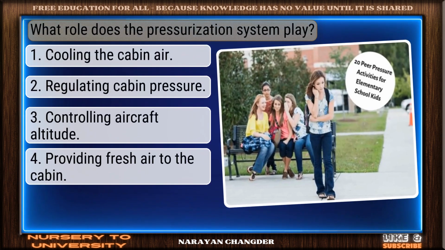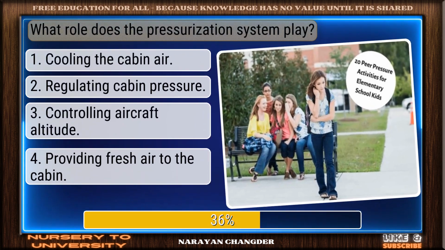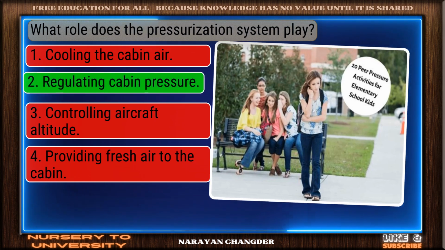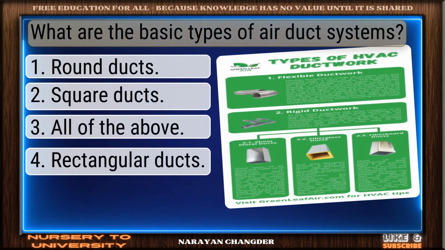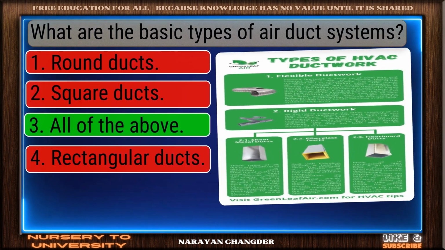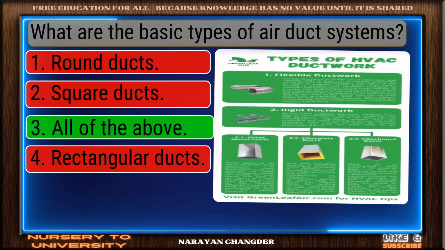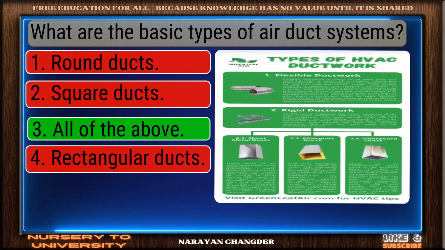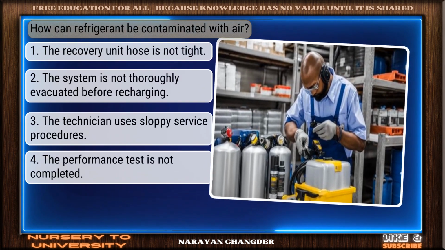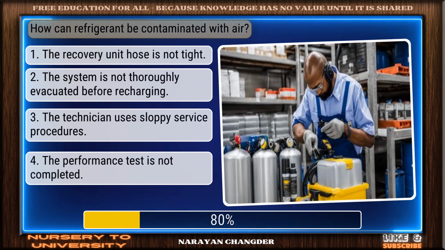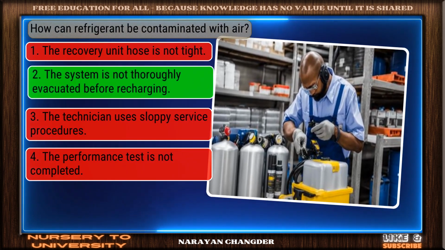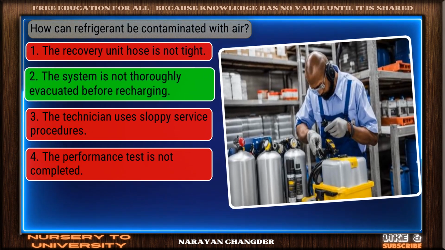What role does the pressurization system play? Valid point. Regulating cabin pressure is true. What are the basic types of air duct systems? You're right. All of the above is the correct answer. How can refrigerant be contaminated with air? Excellent. The system is not thoroughly evacuated before recharging is a brilliant choice.